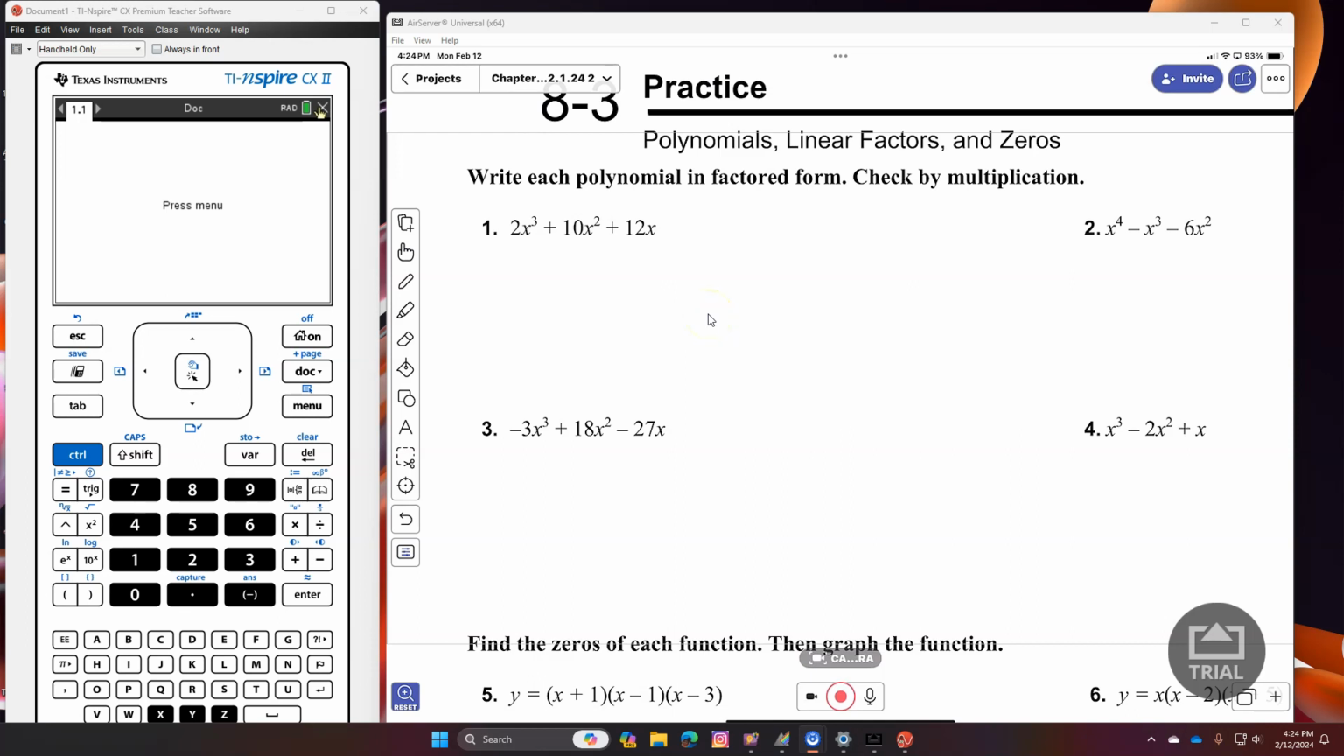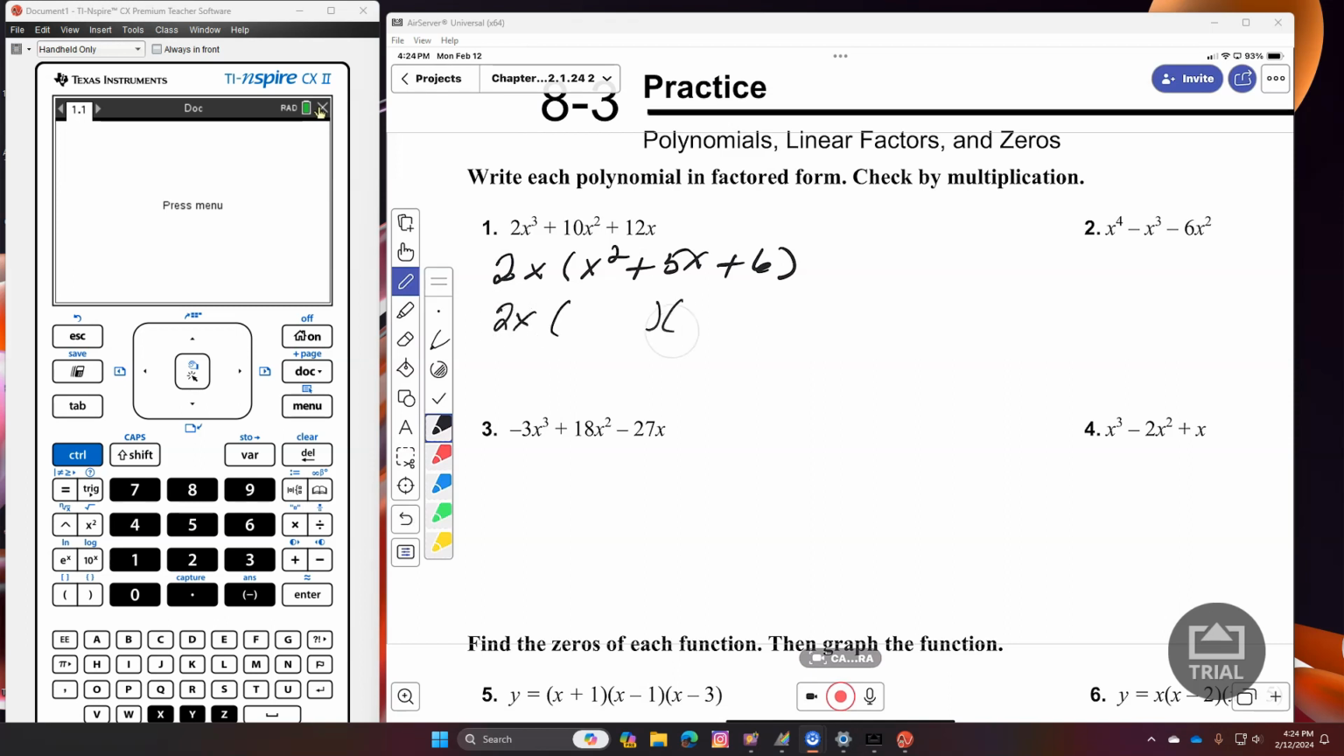We're going to write this polynomial in factored form. First, we have to find the common factor. In this case, it's 2. Also, we have an x that they have in common. So you're left with x squared plus 5x plus 6. Now you're going to have to find the factors of x squared plus 5x plus 6. So we have 2x, and the factors of 6 are 3 and 2. So we have x plus 3 and x plus 2.